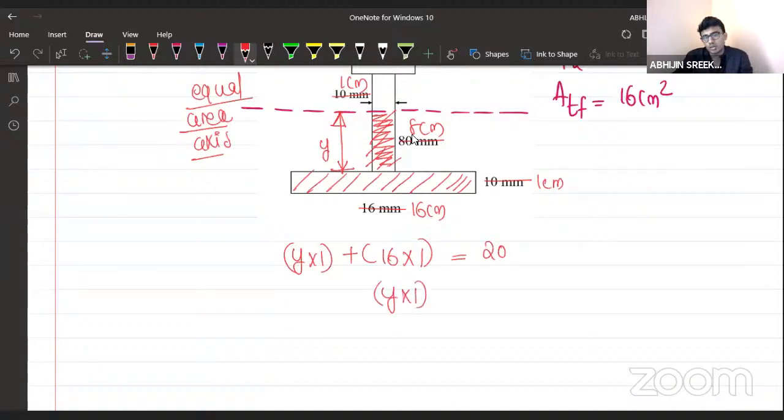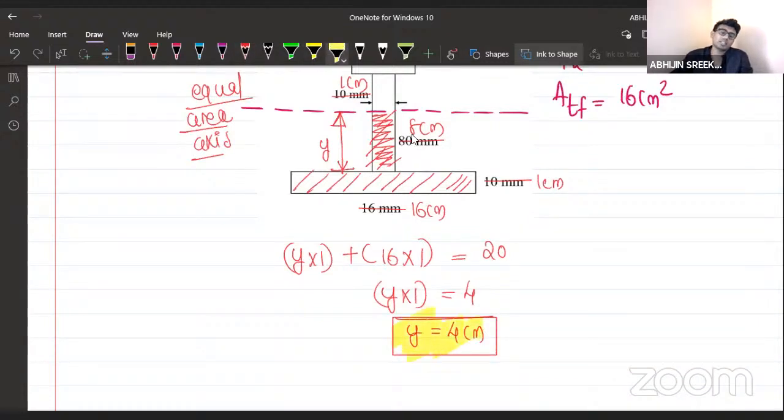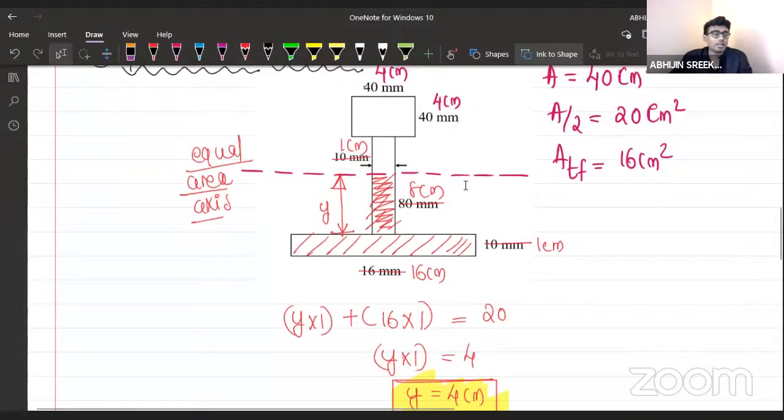From this, y into 1 will be equal to 4. From that, y is equal to 4 centimeter. What's the meaning of it? The equal area axis will be at a distance of 4 centimeter from the top of the flange, top of the bottom flange. This will be our equal area axis.